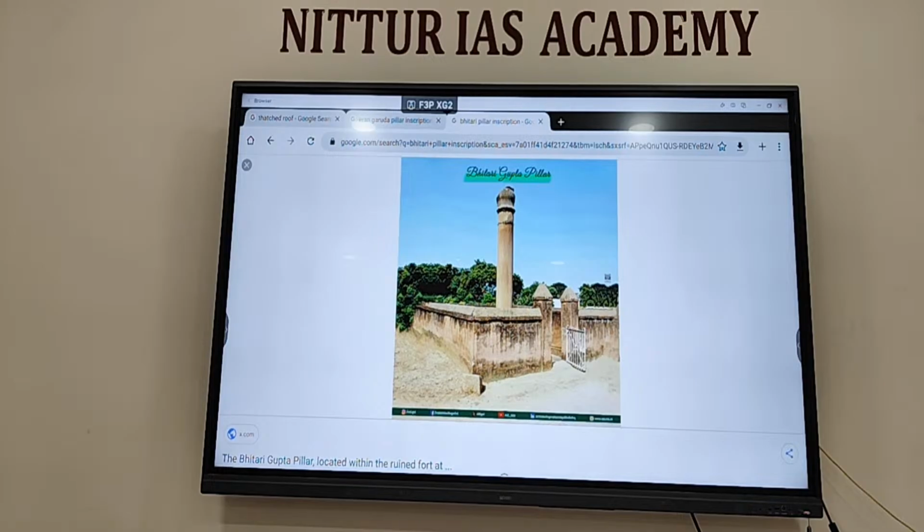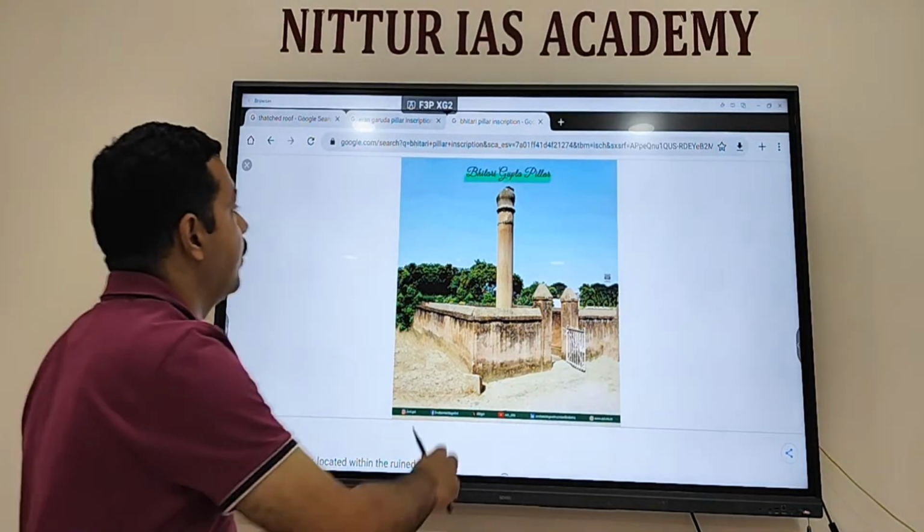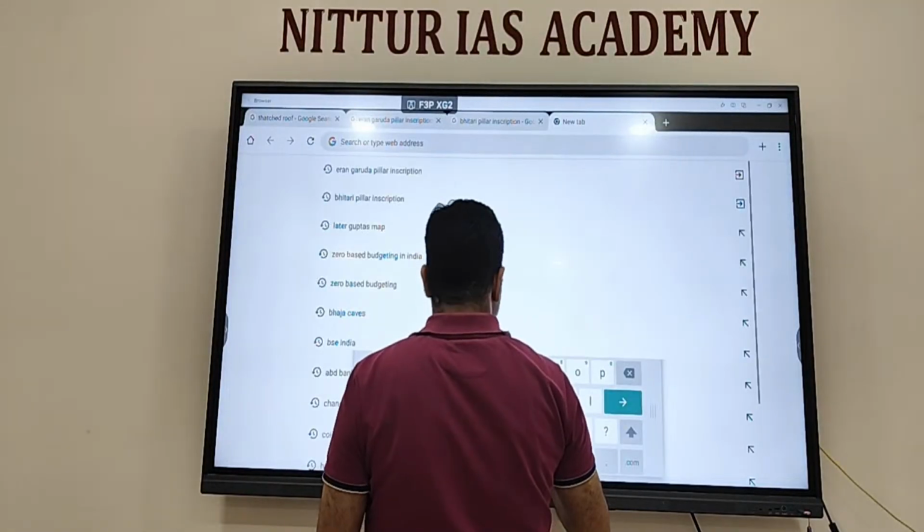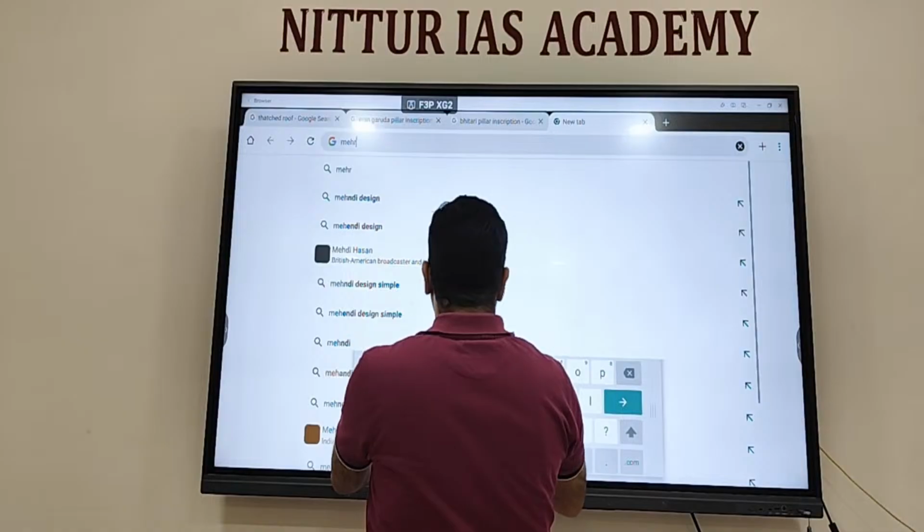This inscription provides information regarding the defeat of the Hunas by Skandagupta.